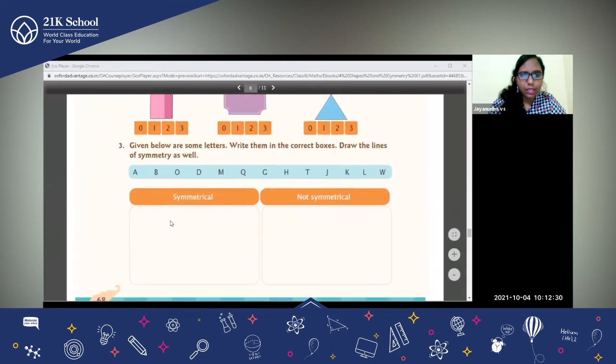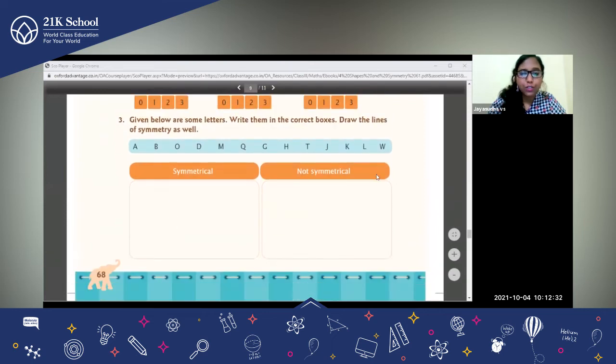Given below are some letters. You could find symmetrical things in the English alphabet letters also. So write them in the correct boxes. Some letters are symmetrical, some letters are not symmetrical. I'll give you 2 minutes to find out which letters come under symmetrical and which do not. Okay, start working.